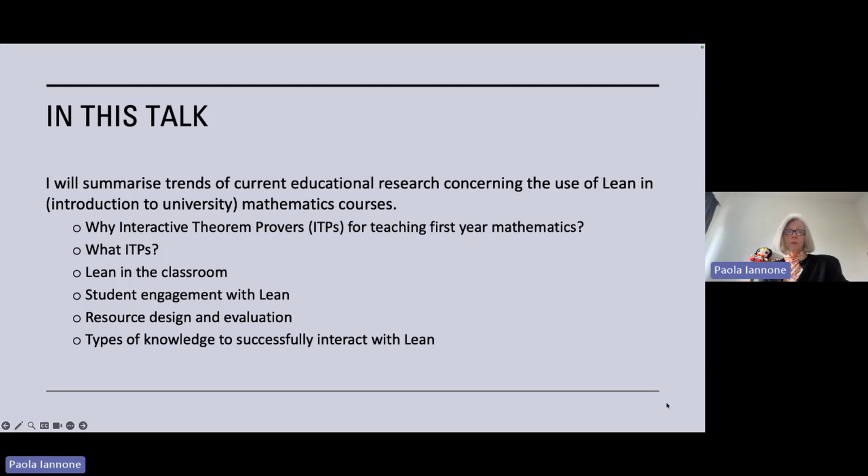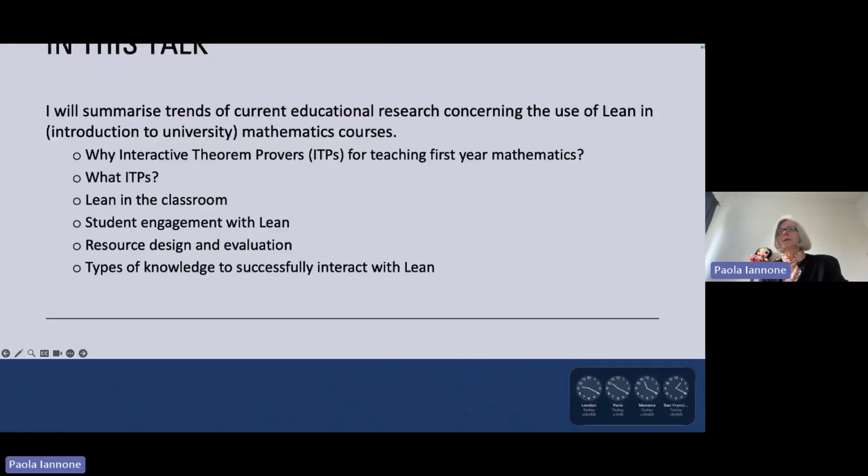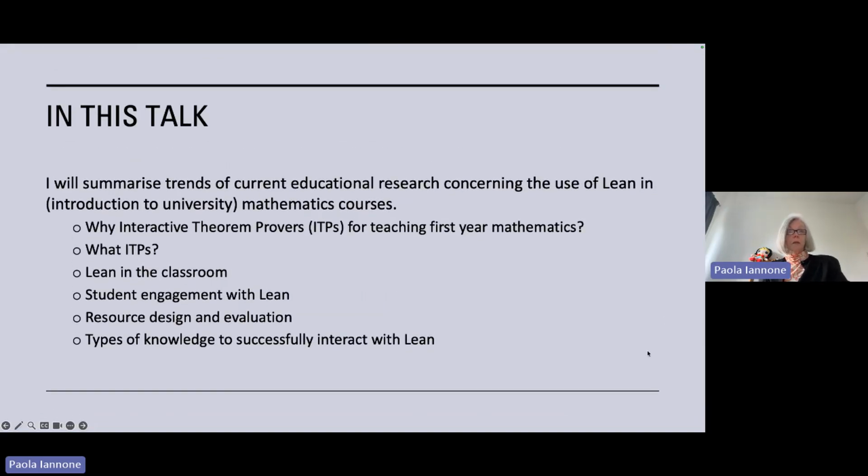And then I want to talk about types of knowledge to successfully interact with Lean. And this is the work of my PhD student, whom I'm hoping is in the audience today, so she can help me. And this is a little bit like the more abstract bit, and this answers the question, what do I need to know in order to be able to be good at using Lean? This question is interesting for reasons that we will see later, and it's also quite complex. And then I want to have 5 minutes on what we are doing next. So this is the plan of the talk, and thank you for having me.